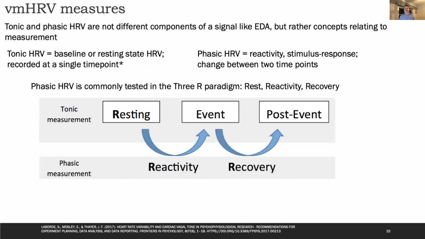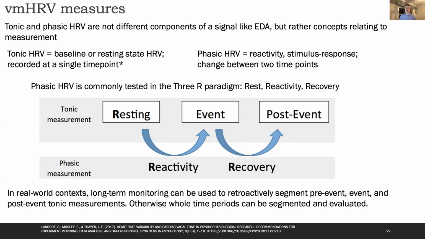When we're doing this in the lab, usually we use what's called the RRR paradigm. It starts with resting, so doing nothing, relaxed, the baseline heart rate variability. Then we'll usually get people to be exposed to a certain stimulus or do a certain task, usually something that evokes stress or threat, and we look at the reactivity. The change from the resting to the event is what we call the phasic reactivity. Then after the event, we get them to rest again, and we look at the change between the event and after the event. This is the recovery.